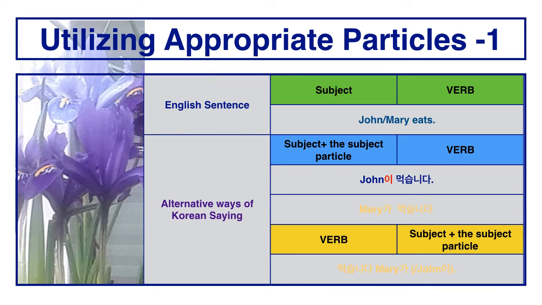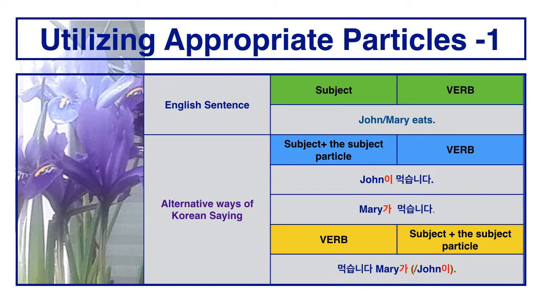From this table, English sentence John eats is written as John이 먹습니다 because John ends in a consonant. The particle 이 was added after John. Or Mary eats is written in Korean as Mary가 먹습니다 because Mary ends in a vowel. The subject particle 가 is added after Mary.